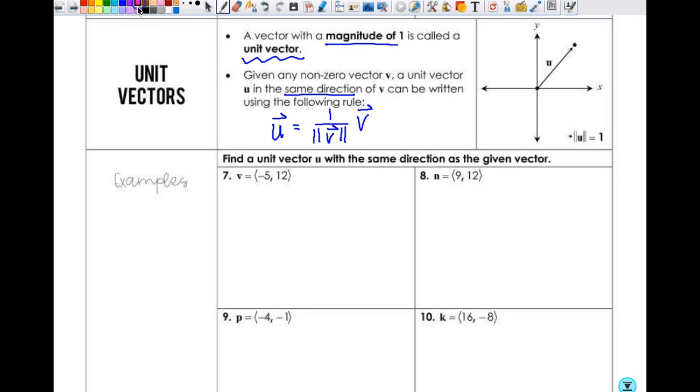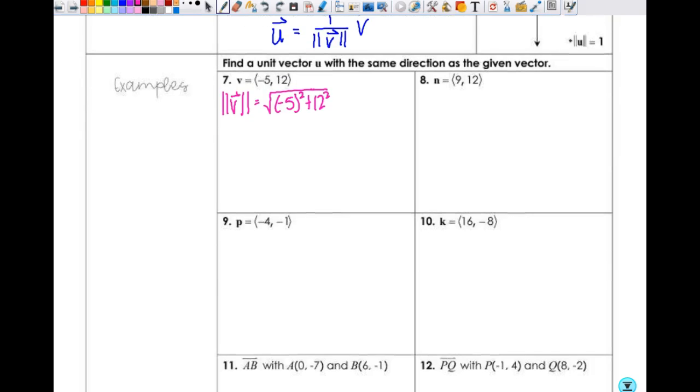Yes, good. So I need to find the magnitude of v first. So that's just the square root of negative 5 squared plus 12 squared, right? That's how we find the magnitude. 5 squared is, you don't need no calculator, 25. What's 12 squared? 144. So this gives me the square root of 169. That's a perfect square. What is it? 13. The magnitude of v is equal to 13.